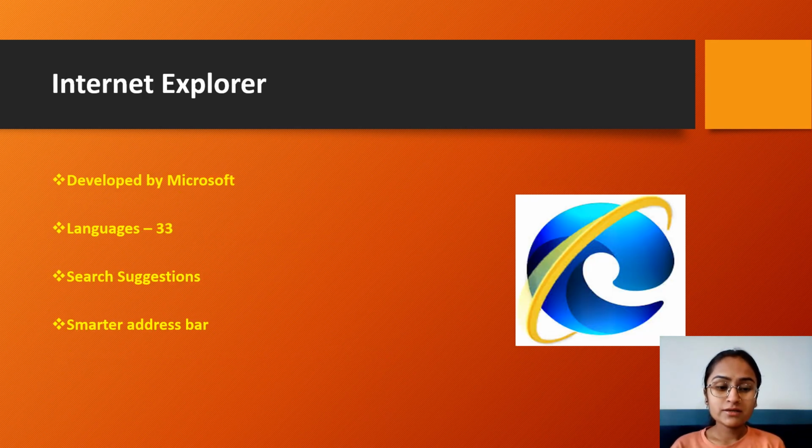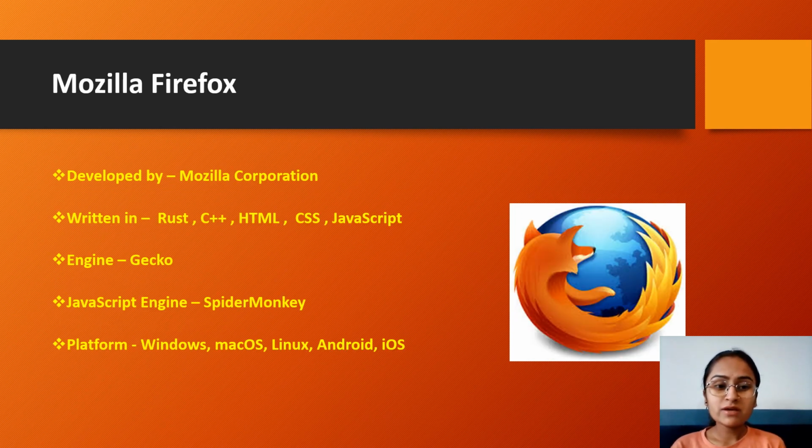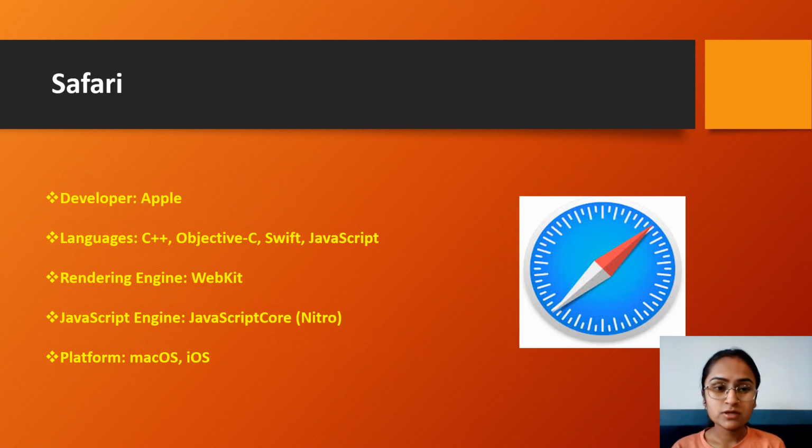Internet Explorer is developed by Microsoft. It offers search engines and search suggestions, and a smarter address bar. Mozilla Firefox is developed by Mozilla Corporation. It is written in Rust, C++, HTML, CSS, and JavaScript. Its engine is Gecko, the JavaScript engine is SpiderMonkey, and its platforms include Windows, macOS, Linux, Android, and iOS.